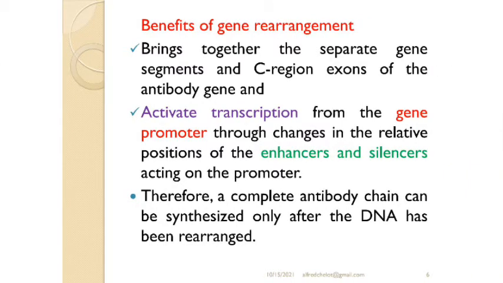So what are the benefits of gene rearrangement? Gene rearrangement, number 1, brings together the separate gene segments and C region exons of the antibody gene, and it also activates transcription from one gene promoter through changes in the relative positions of the enhancers and silencers acting on the promoter. So therefore a complete antibody chain can be synthesized only after the DNA has been rearranged.